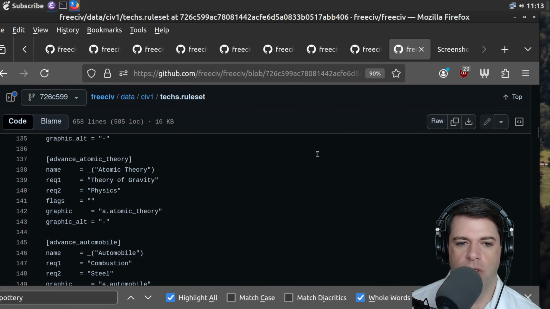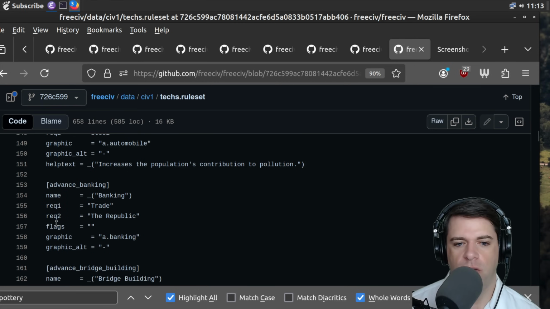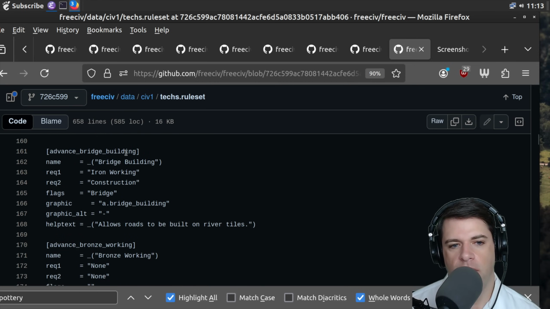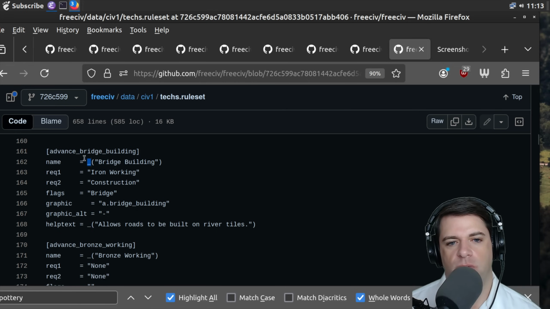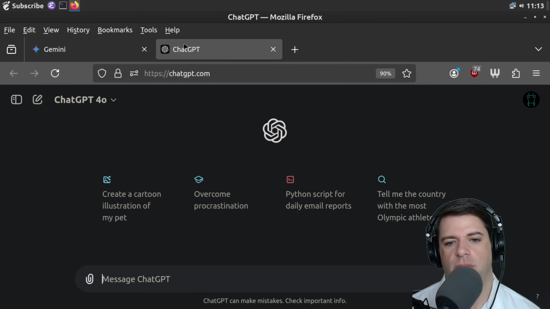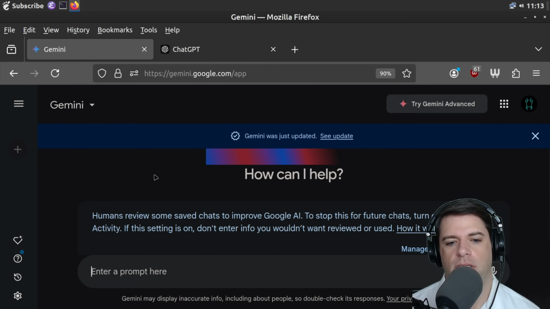So for example, we'll pick one in the middle. Advanced bridge building has a name called bridge building. I don't know what the underscore function is doing. Presumably maybe some sort of helper function. I don't think it's C syntax, but I'm not positive actually. So let's ask ChatGPT. Let's ask Gemini.